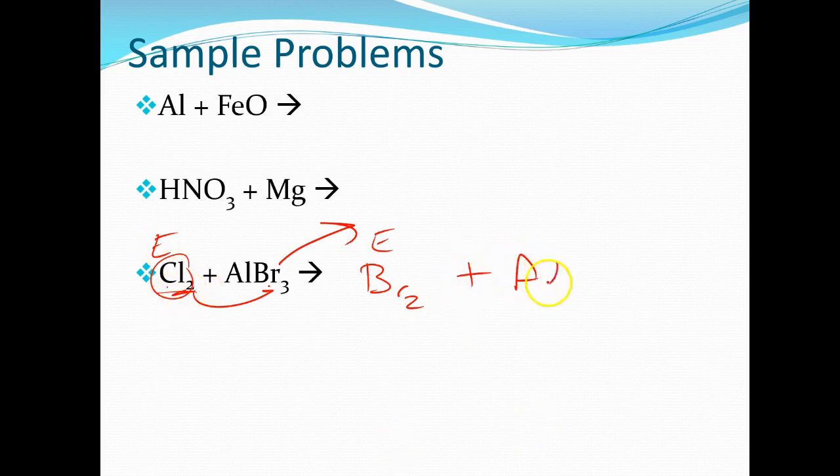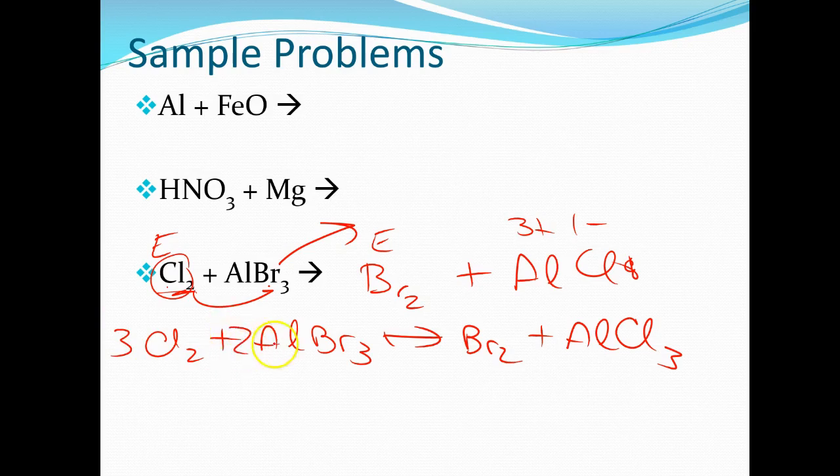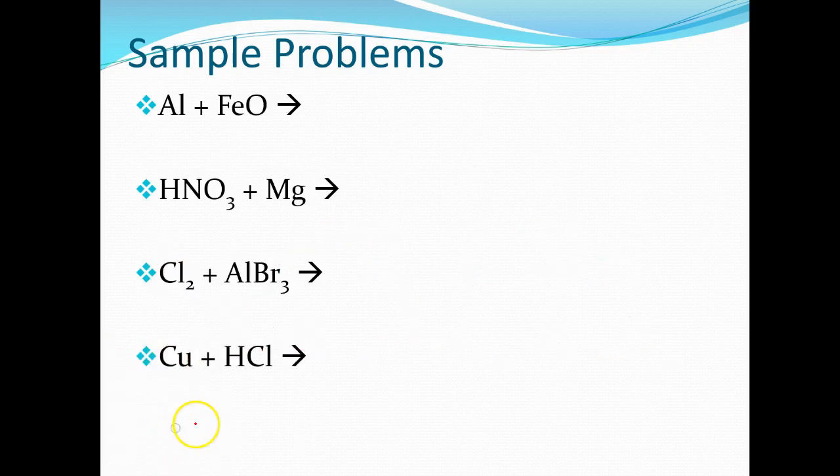When I drop and swap charges for my new compound, what I'm going to end up with is Cl2, Al, Br3, goes to Br2 and AlCl3. Now I need to balance it. 3, 2, 3, and 2. Oh, erasing.